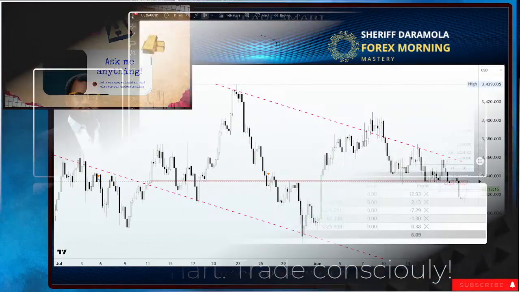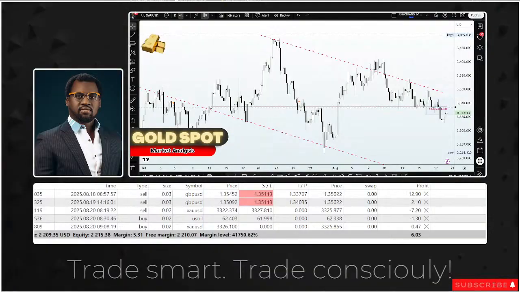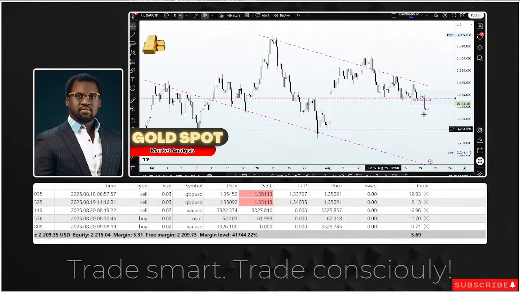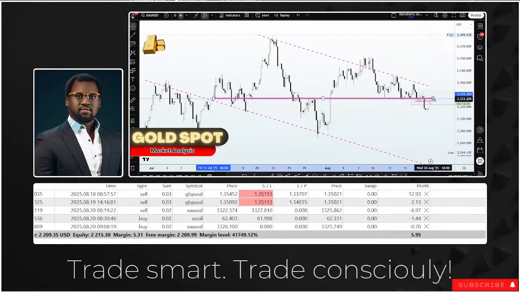So the final asset on our watch list is my favorite amongst all of them, and that is the XAUUSD, popularly known as the gold spot. And of course, this is the 4 hours time frame of the gold commodity, remember.